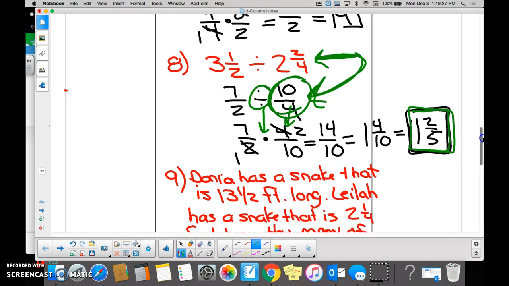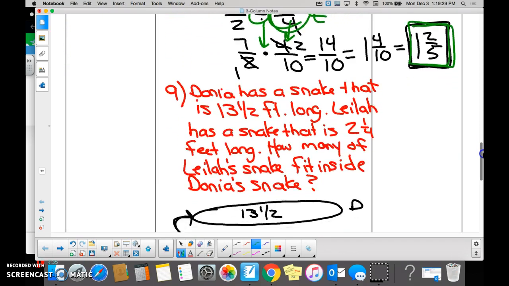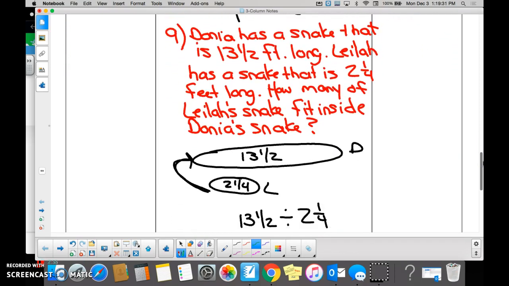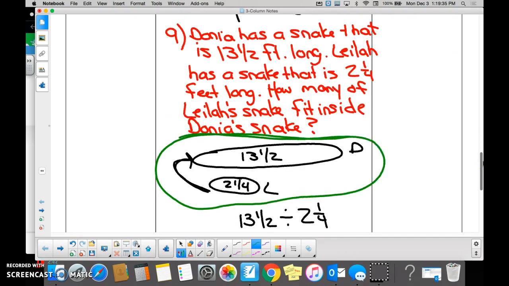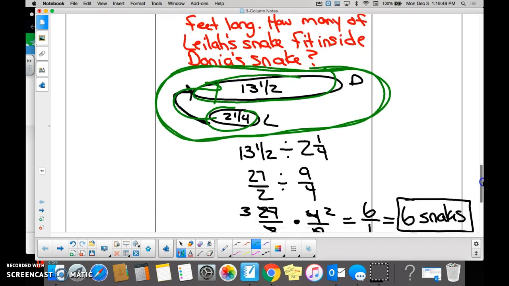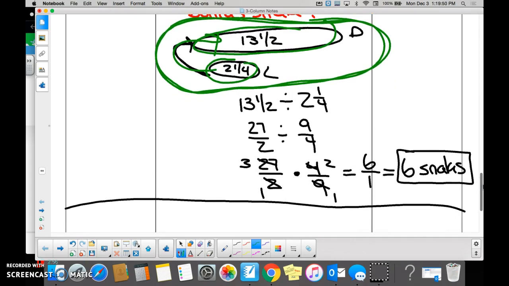And then number 9, we talked about Donia having a snake. We talked about Layla having a snake. What is this thing here? What did I draw? I drew a picture. Donia's snake was really big. Layla's snake isn't as big, and we want to know how many of Layla's snake fit inside Donia's snake. That's where we got our division problem from. Flip the second, multiply, we came up with 6 snakes. We cool? Yeah.